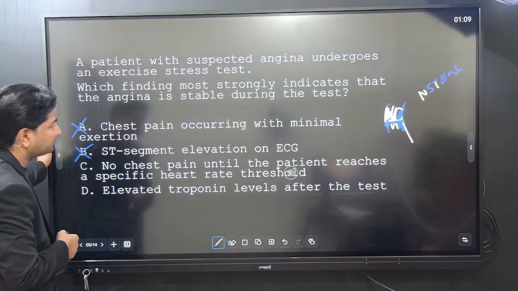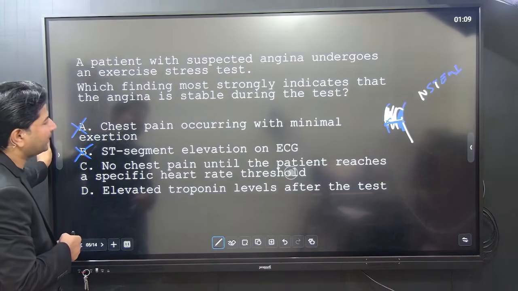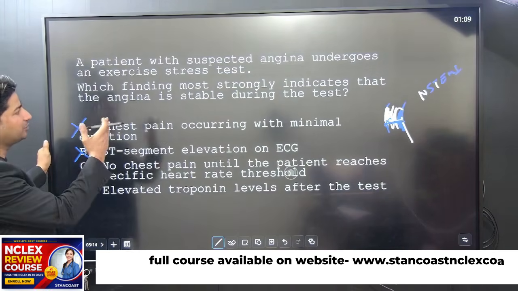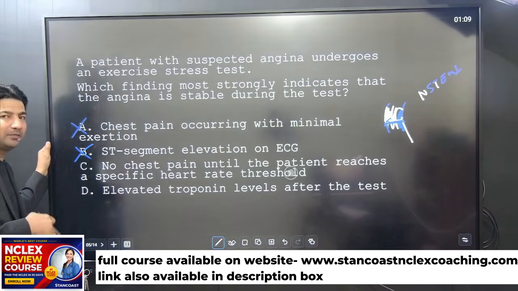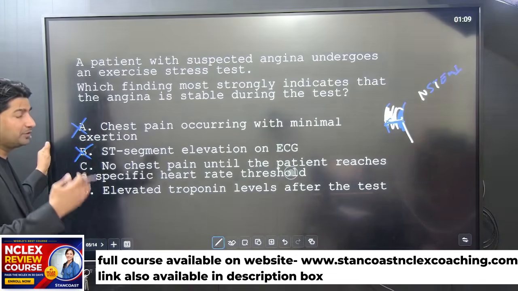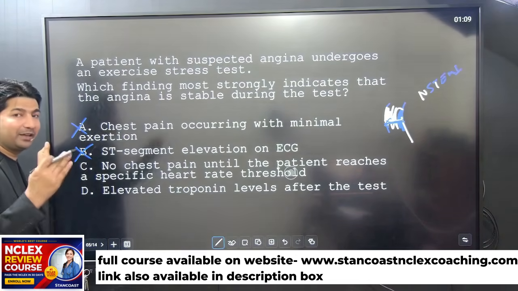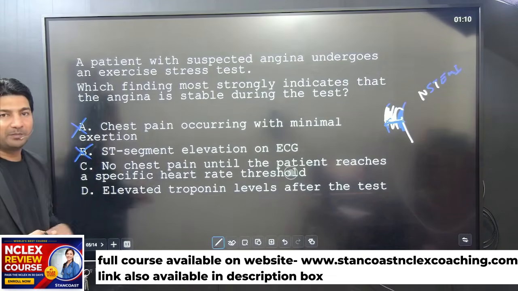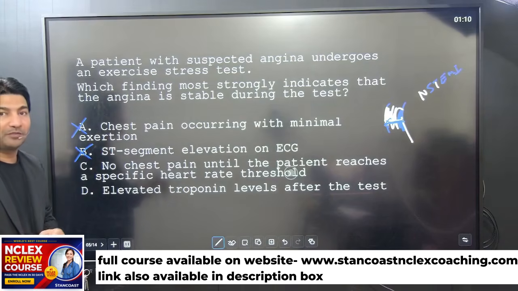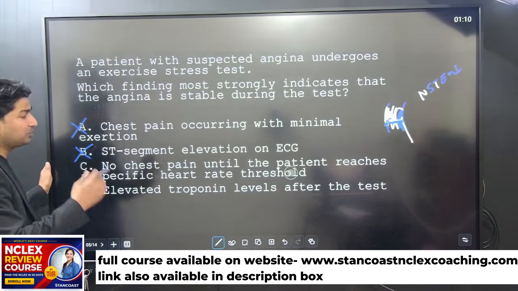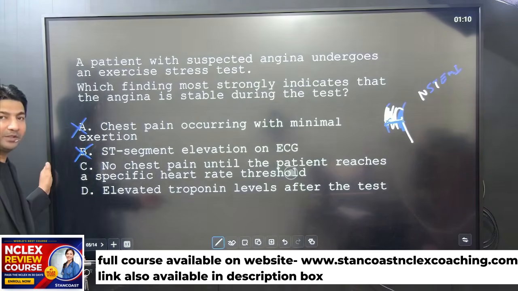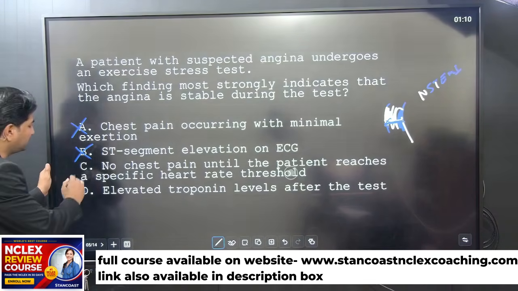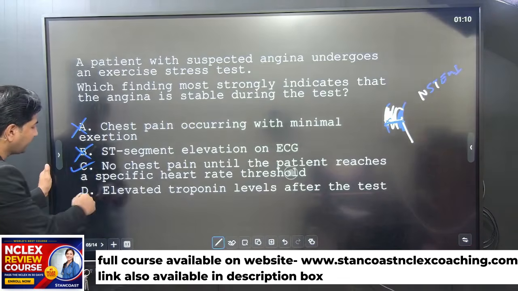No chest pain until the patient reaches a specific heart rate threshold. This means when we started the patient on exercise during this stress test, when we started them on the treadmill, there's a fixed heart rate limit, and until that heart rate is reached, there's no pain, even as they continue to exercise. It means pain only occurs after reaching a fixed threshold. This means we've predicted that pain will occur once this specific heart rate is reached. So it's predictable. And predictable means it's stable. So this will be our answer.